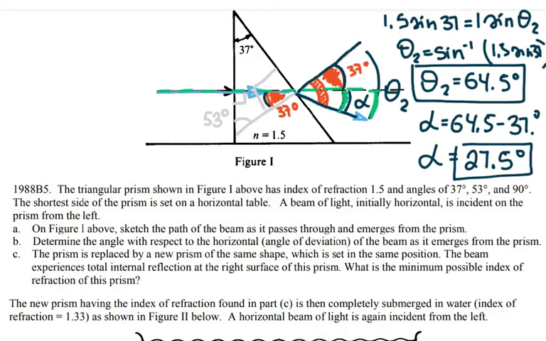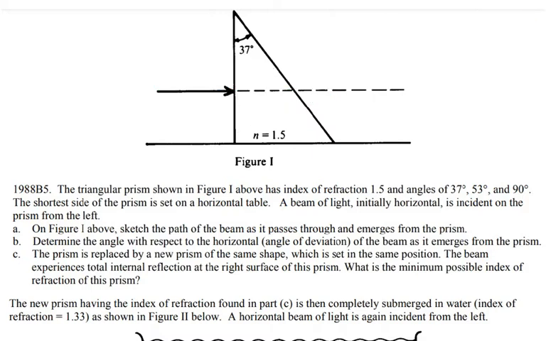For the next part, for C, they say the prism is replaced by a new prism of the same shape, which is set in the same position. The beam experiences total internal reflection at the right surface of the prism. What is the minimum possible index of refraction of this prism? So what's happening is the light is going this way, and when it reaches the right side, I'm again going to draw the perpendicular line or the normal to the surface of the right side. It's going to experience the total internal reflection.